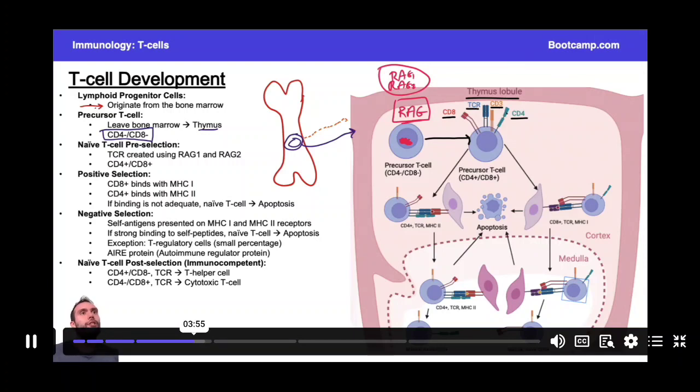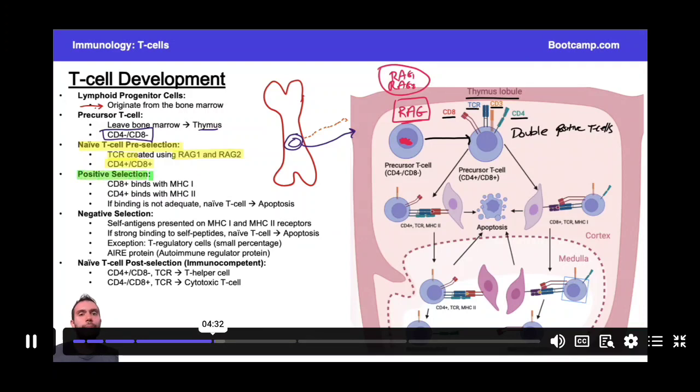Now, as you'll see in a minute, we'll eventually have a CD4 receptor or a CD8 receptor along with the T cell receptor and the CD3, but we won't have both CD4 and CD8 when this process is done. But in the beginning of the process, we have both of these receptors. And so sometimes these precursor cells, once they get to the thymus and they have RAG1 and RAG2 activation, will be called double positive T cells. Okay, and so just to recap, we have this initial pre-selection process, which I'll talk about in a minute. The T cell receptor will be created using RAG1 and RAG2, like we said, and it will be CD4 positive, CD8 positive.